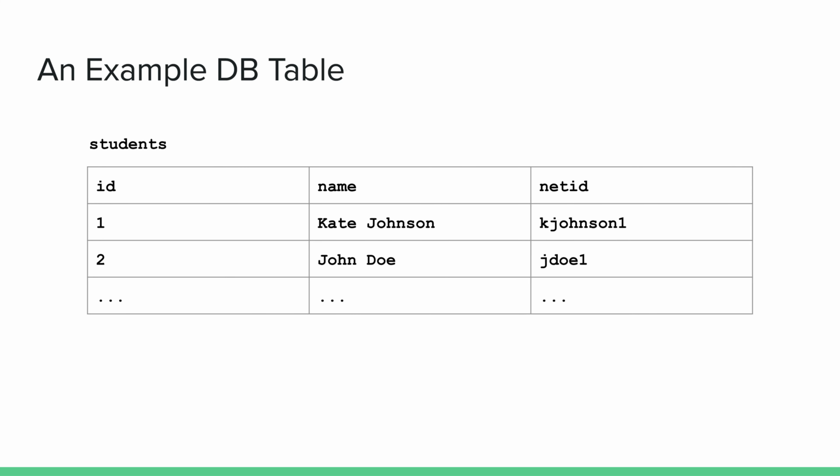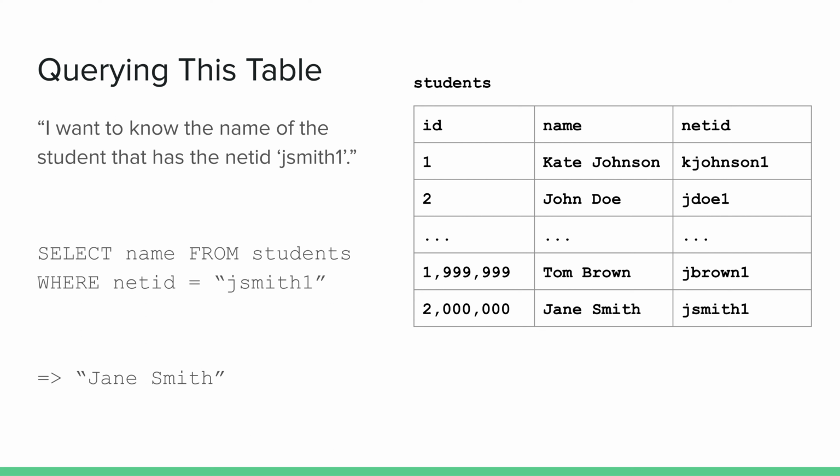So I'm going to give you an example database table. This is a students table. There are three simple columns here. There's an ID, which is just like an auto increment. There is a name for the student's name and their net ID. That's basically it. And then I want to ask the question, how do you find the name of a student that has the net ID jsmith1?